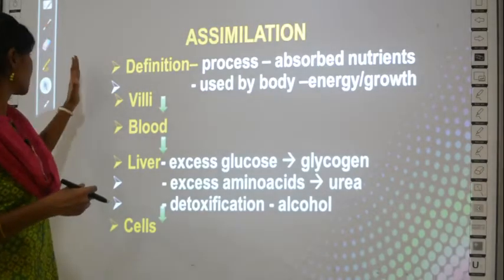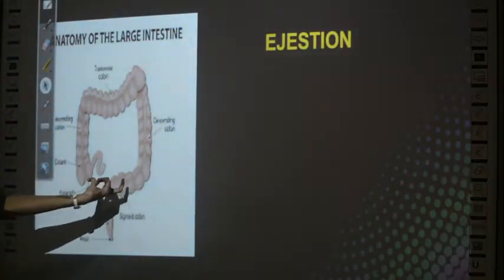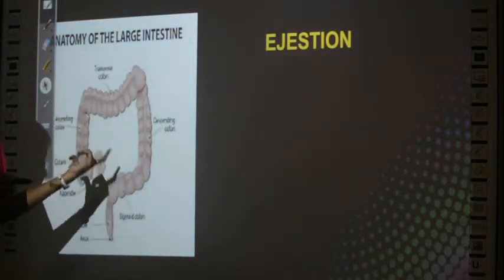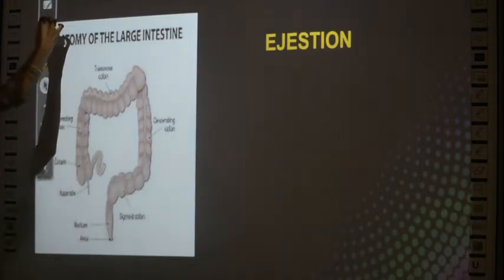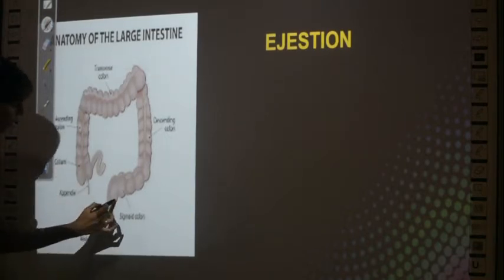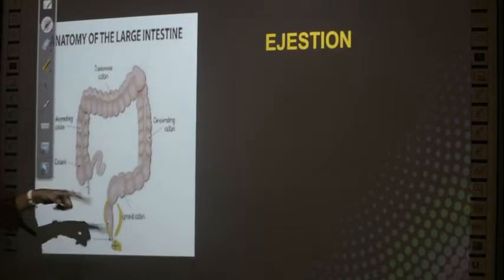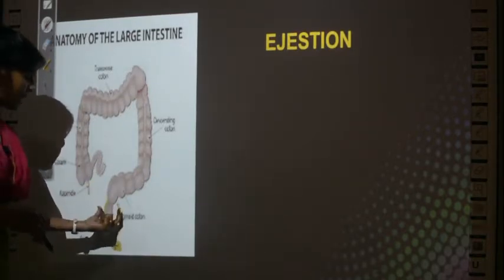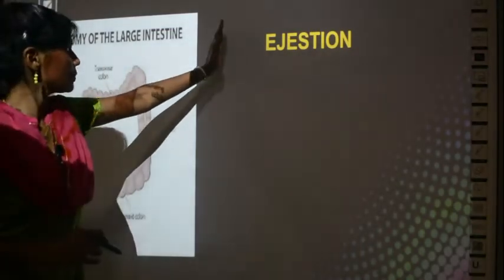So one more last step we have, what is that? Ejection. I have given the structure of the large intestine to show you the rectum and anus. We have studied this already in the structure of the large intestine. Just know two things: this is the rectum, and the hole through which the feces pass out is the anus. Before that you have an area called the rectum. I will tell you why I have this picture.